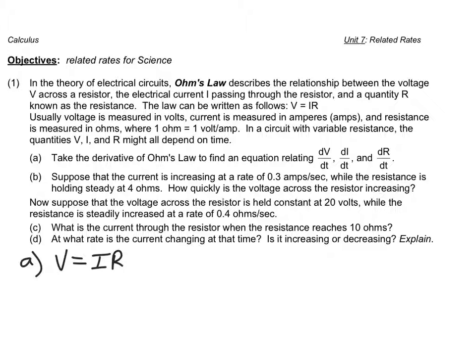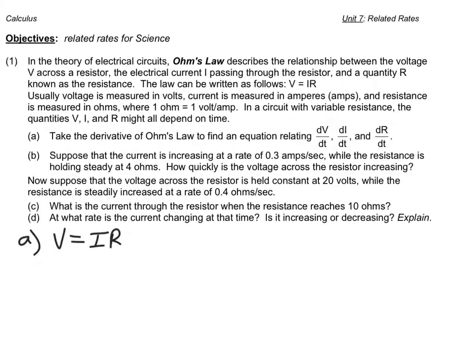All right, so we have a product of two variable quantities here, the I and the R, and V itself is variable depending on what I and R are. So we're going to have to take the derivative of this, but it's going to involve the product rule.